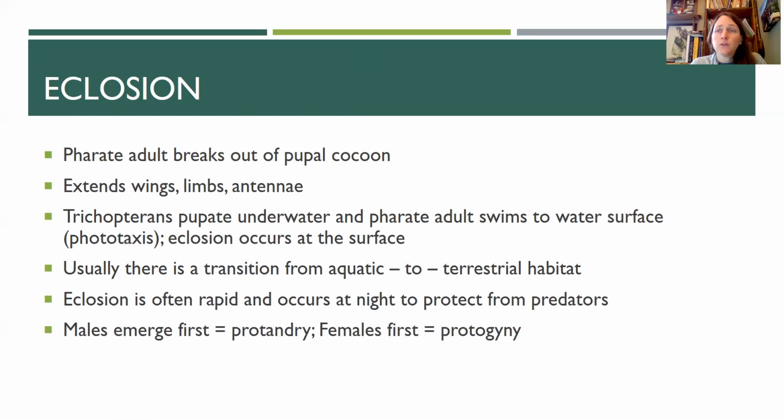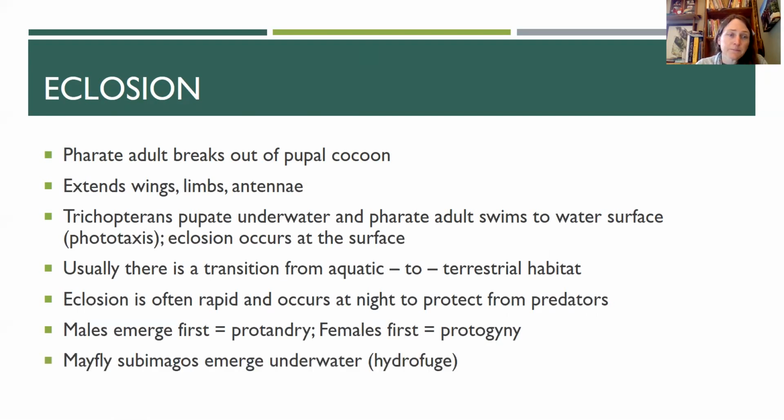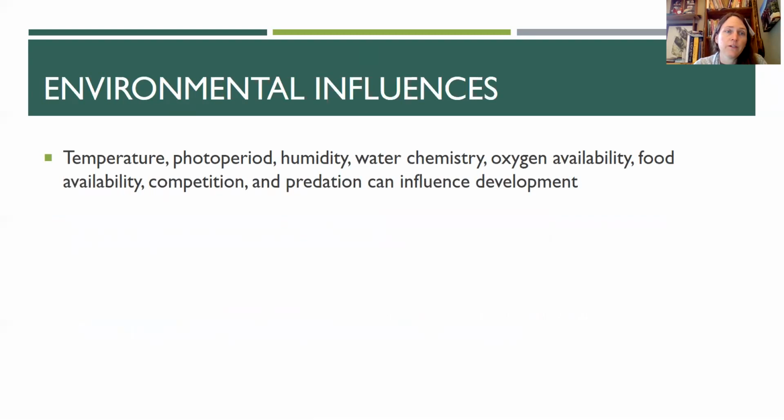And sometimes eclosion happens differentially. There's sexual dimorphism in eclosion. And if males emerge first, it's called protandry, and if females emerge first, it's called protogyny. And I already mentioned that the mayfly subimagos emerge underwater in their hydrofuge, which allows them to reach the surface.